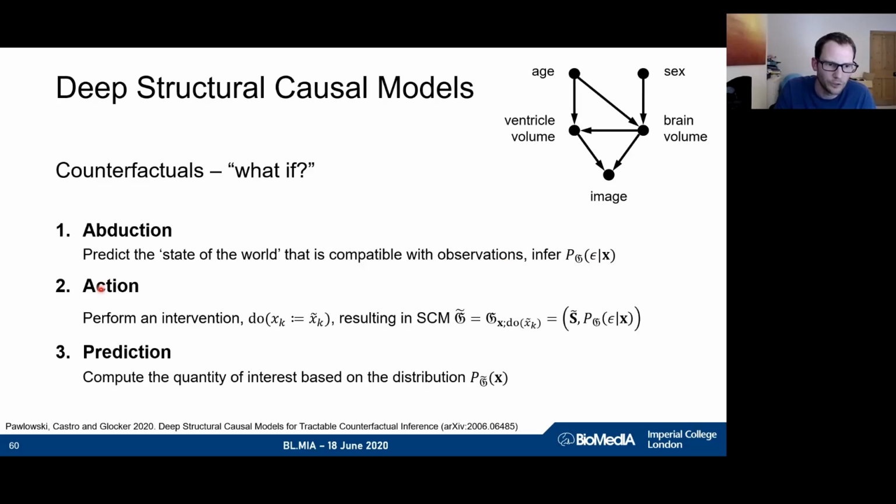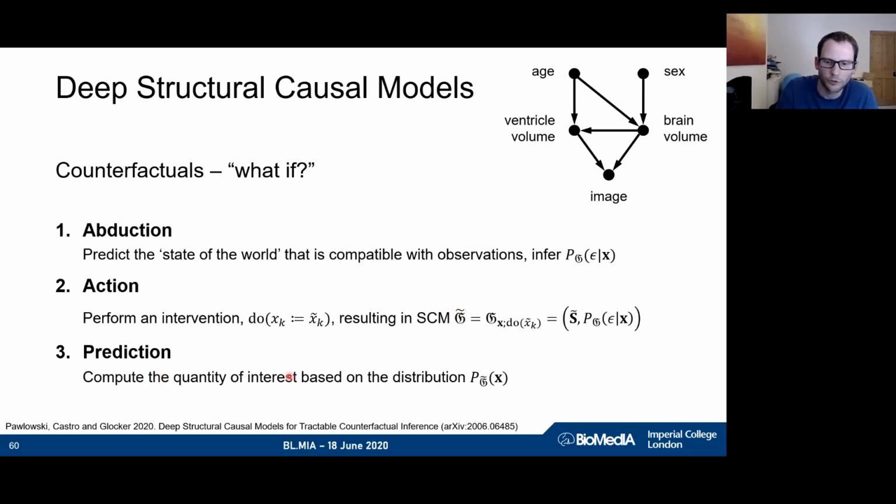Good. Then we can do action, so we can actually perform an intervention. We can change a variable, right? For instance, okay, this person was 48 years old. Let's put the age to 60, right? That's an intervention. And that results in a new structural model where just that one variable has this do operator, that's a hard assignment. You put a value on that variable, and that gives you this new structural model. Only the structural assignments have changed, and you use the distribution of the noise that you inferred in the first step. And now you have this new structural model, and you can make a prediction.